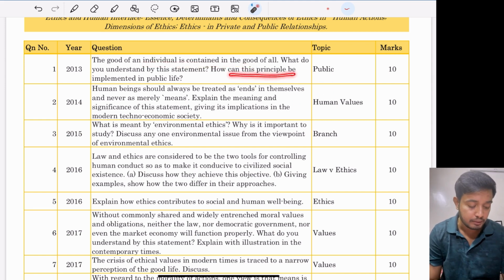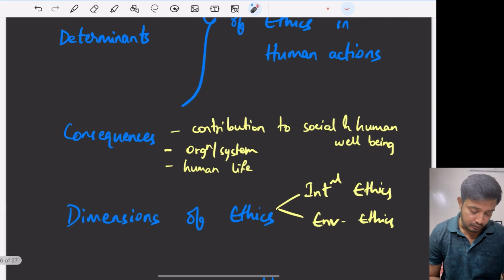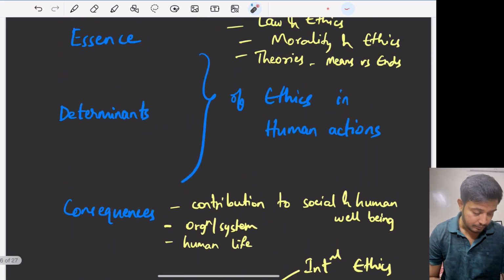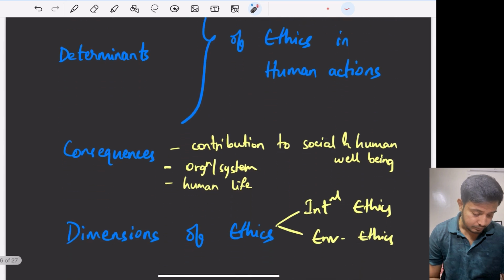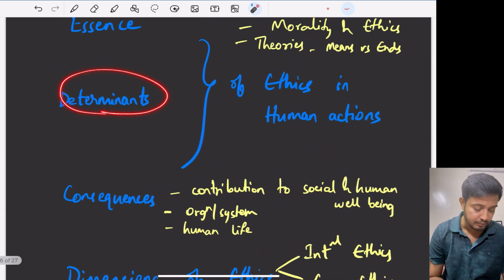And how can this principle be implemented in public life? So in public life, whenever you are a public person, you are part of society. If you try to be a good person, you will be showing to many individuals who are trying to aspire from you. If you show some negative qualities or negative aspects in your public life, it will get reflected in the good of the individual also. This is what this question is trying to find. So basically, you can quote some examples and arguments along these lines. So this comes in the sources part, which will be part of determinants only.